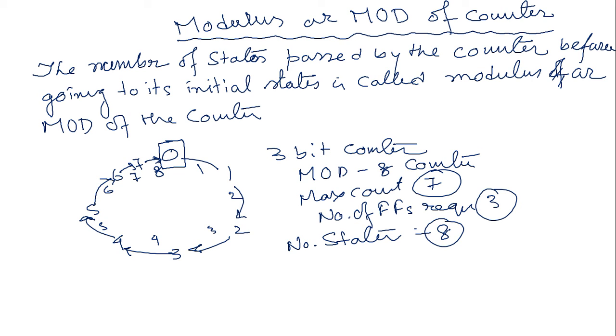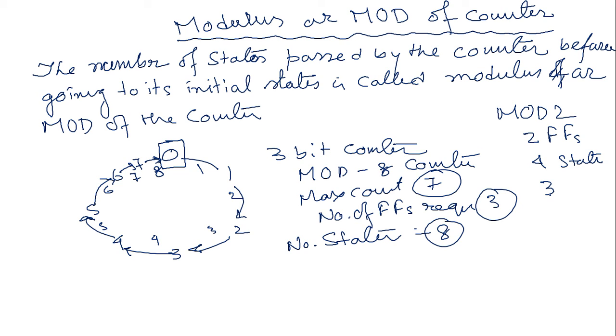Generally, 3 flip-flops are used for this mod 8 counter. For reference, how many flip-flops should we require for designing a 2-bit counter? 2 flip-flops are required. How many states should be there? 4 states. And the maximum count possible is 3, counting 0 to 3 or 3 to 0.